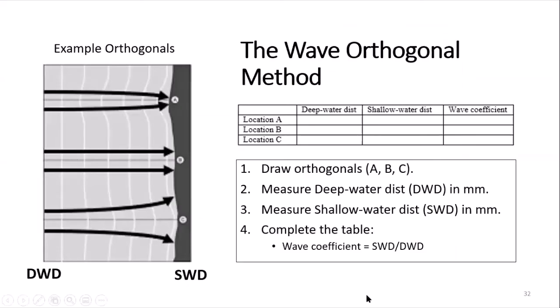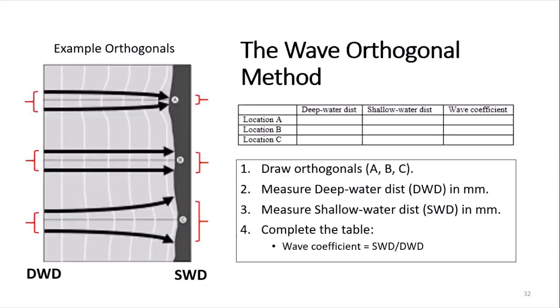In the last section of your lab, you will use the wave orthogonal method. As illustrated in this figure, you'll draw orthogonals for areas A, B, and C, beginning at the white tick marks on the deep water side. You'll then measure the deep water distribution in millimeters, followed by measurements of the shallow water distribution, again in millimeters.